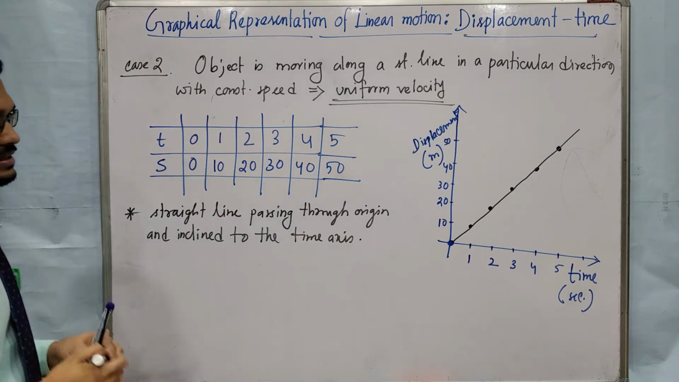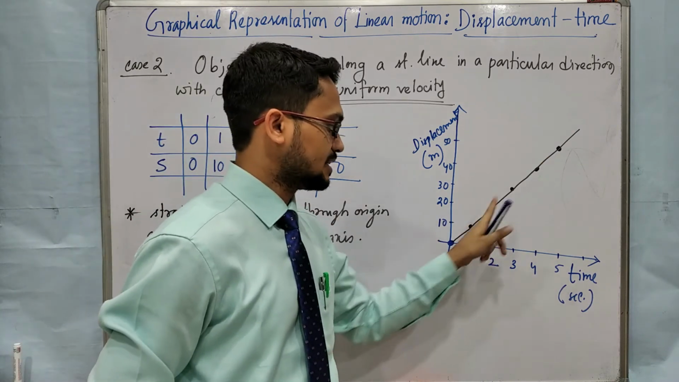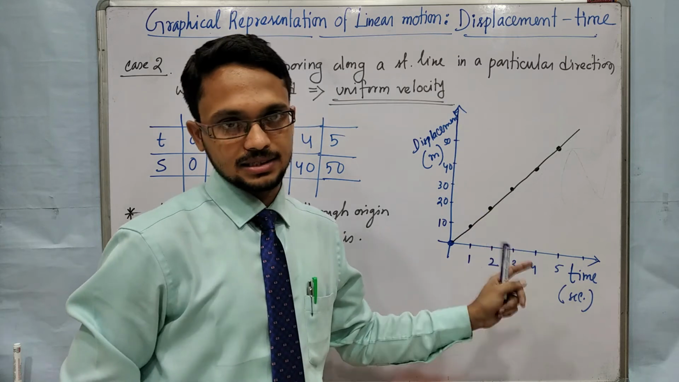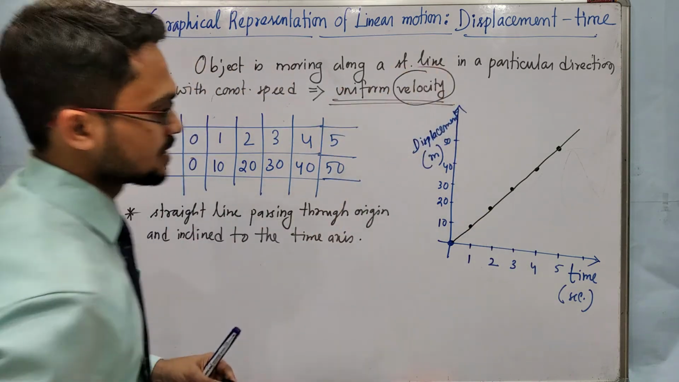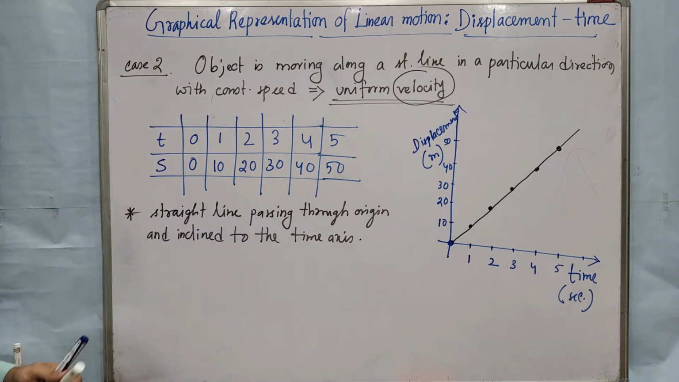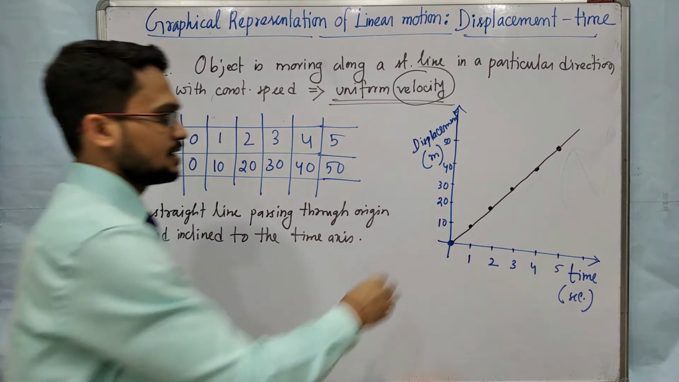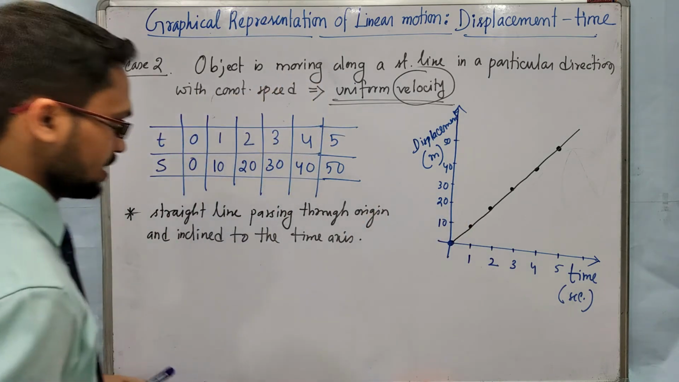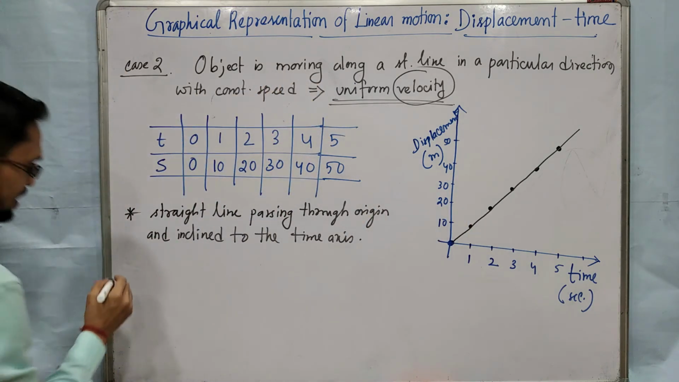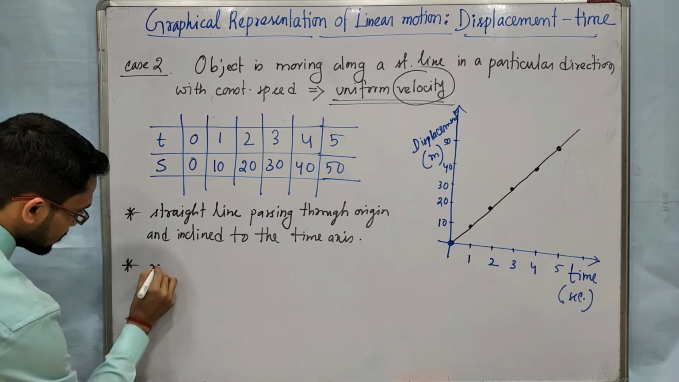Okay, as this graph has some inclination with this time axis, so there is some velocity. For this reason, this is uniform velocity. Okay, so here how will you calculate that velocity? Here that object has some velocity. How will you calculate that velocity? Okay, that we will see. So next point is calculation of velocity.